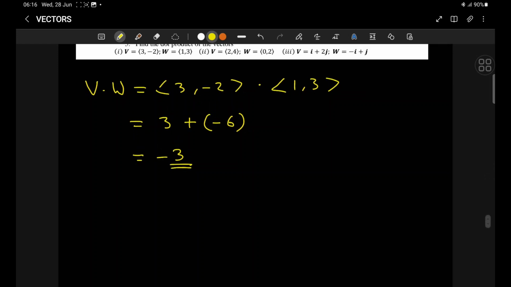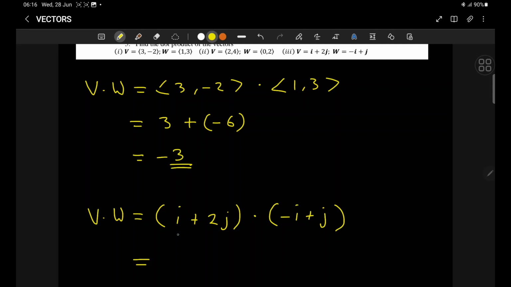So picking the other one, which is 3, if we say v dot w again, where we have I plus 2j dot negative I plus j. So here, remember from the properties, I dot I is 1. So we just multiply that. So I dot I by negative I will just be negative 1.